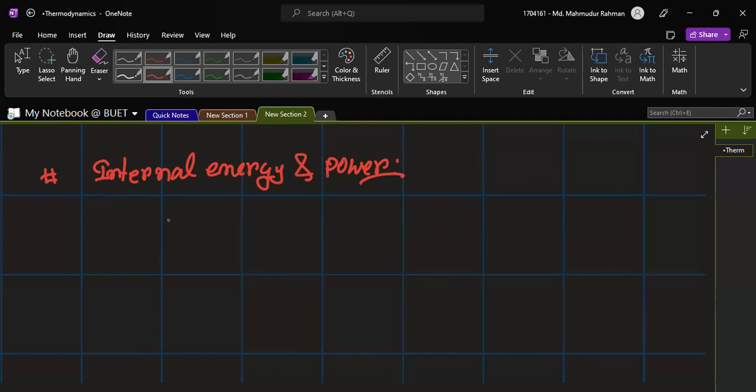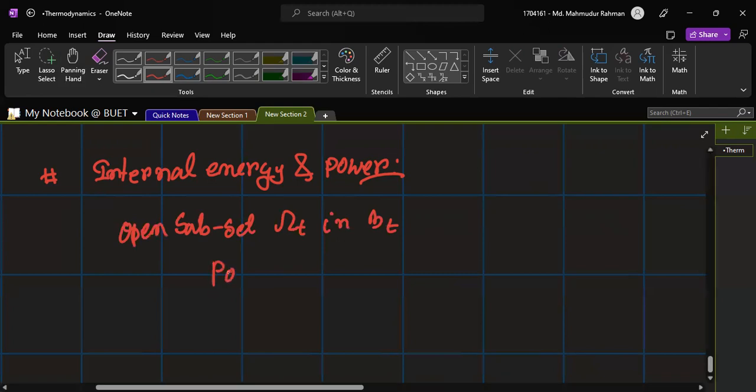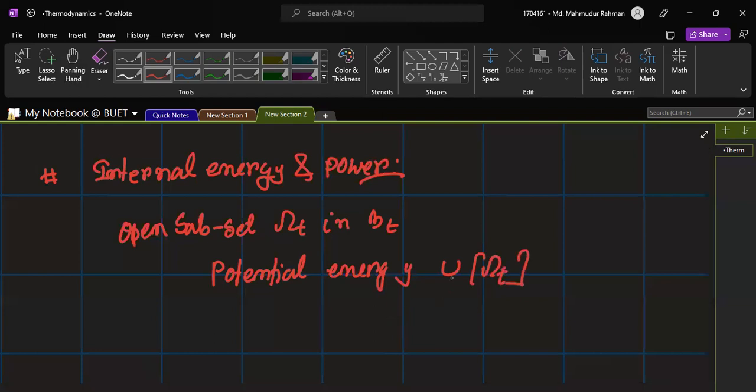Again, consider a subset, an open subset omega t in BT, and to this subset we associate a potential energy U of omega t. We're going to assume this is a continuous function of volume.